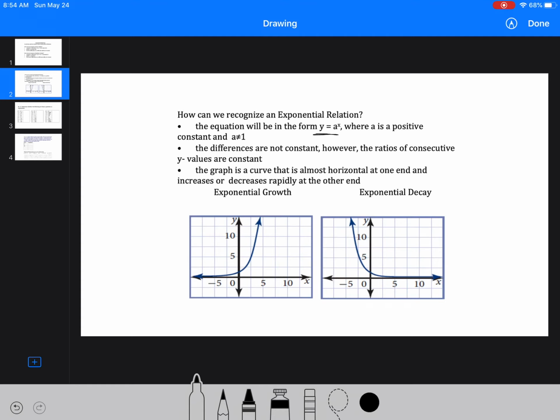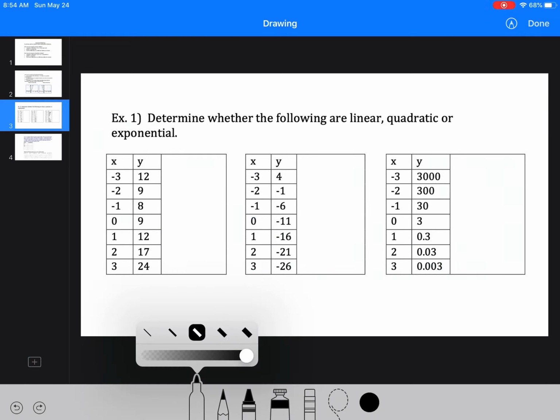The graph is a curve. It almost looks like half a parabola, but it's a curve that flattens out at one spot. This is really common in bacteria growth or other things like that. And there are a lot of business examples that look into this kind of thing, like making money. So what we'll do is a couple of examples. Determine which one of these are linear, quadratic, or exponential.